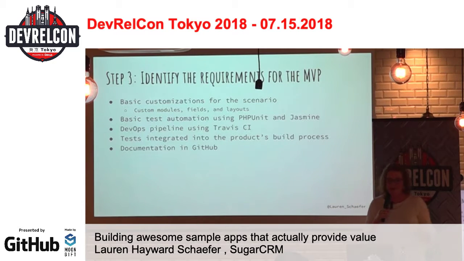So we came up with some basic customizations for the scenario, creating some custom modules, fields, and layouts. We decided we wanted some very basic test automation using PHP Unit and Jasmine because that's what our product engineering team uses. We wanted to create a DevOps pipeline using Travis CI. It's very popular and it's great because it's free and anyone can go in and look at it at any time. We wanted our tests integrated into the product's build process because we wanted to know instantly if anything that our product team created was going to break these common customizations. And finally, we decided to put our documentation into GitHub.